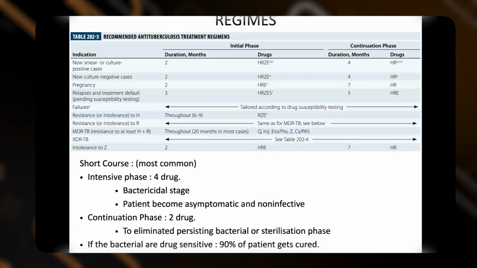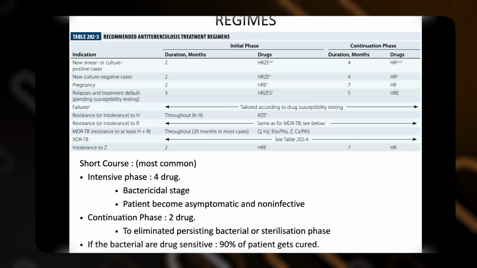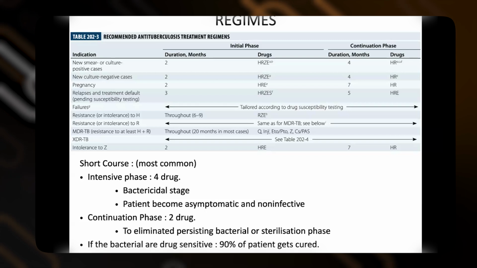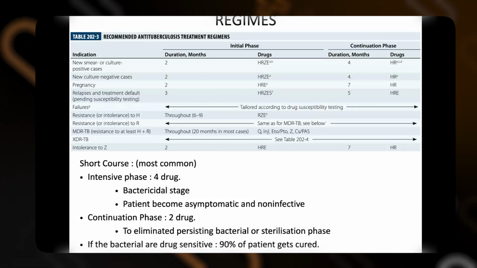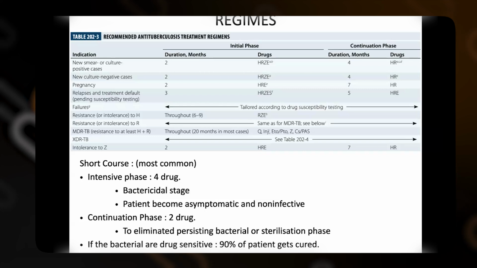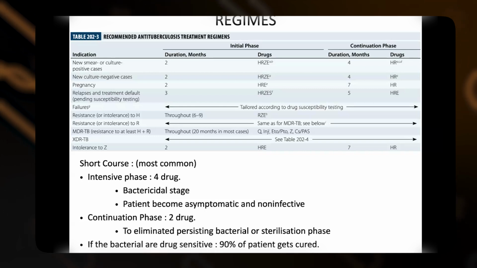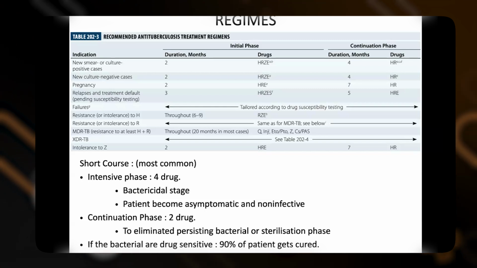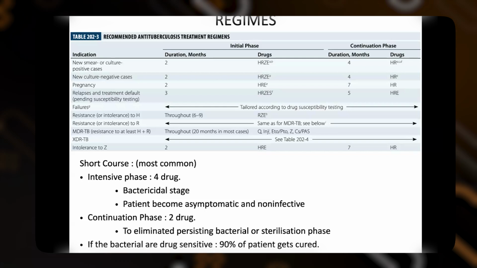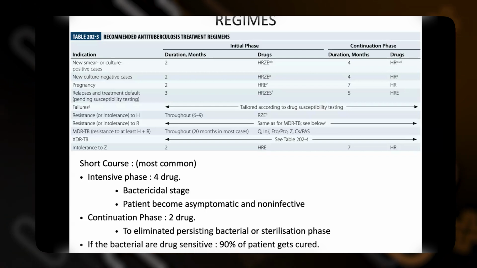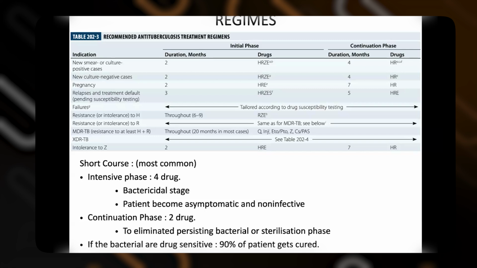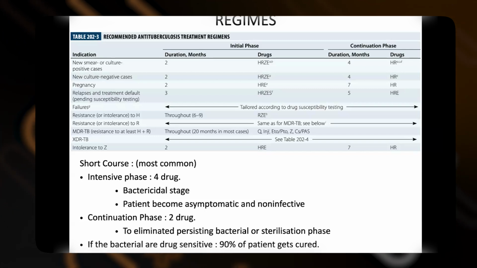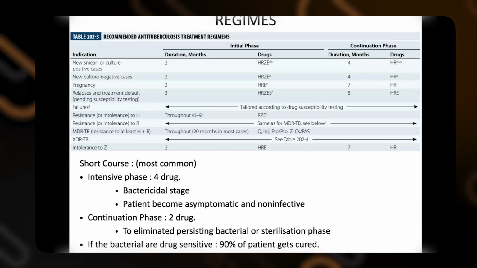Now for that, if there is a culture positive or smear positive case, you continue for 4 months. A new culture negative case, also 4 months, and then we have things that are variable when it comes to pregnancy, which we'll be talking about in a bit more detail later. Relapse and failure treatment again have a slightly different regime in terms of the addition of streptomycin. Then you have failures, and then you have multi-drug resistant and XDR TBs.